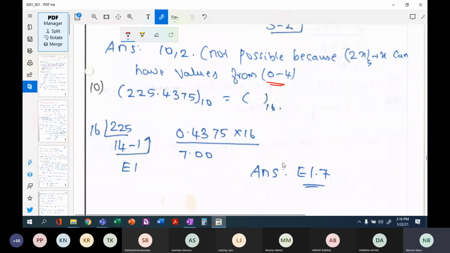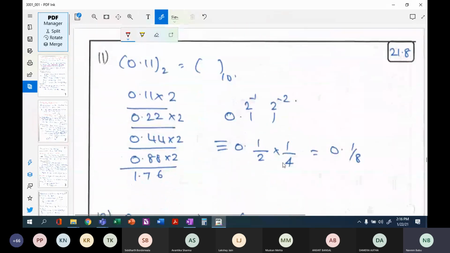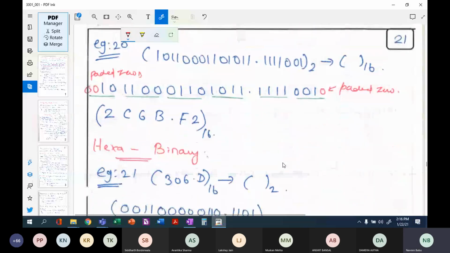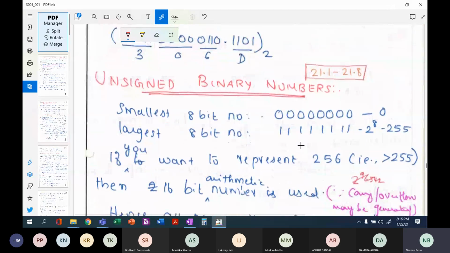Let us move on to what you call the signed numbers. I think these are examples that we have seen. Now we are going to look at a most important part, which is the signed and unsigned numbers. What is an unsigned number first? Let us deal with only binary numbers and their decimal equivalent here.